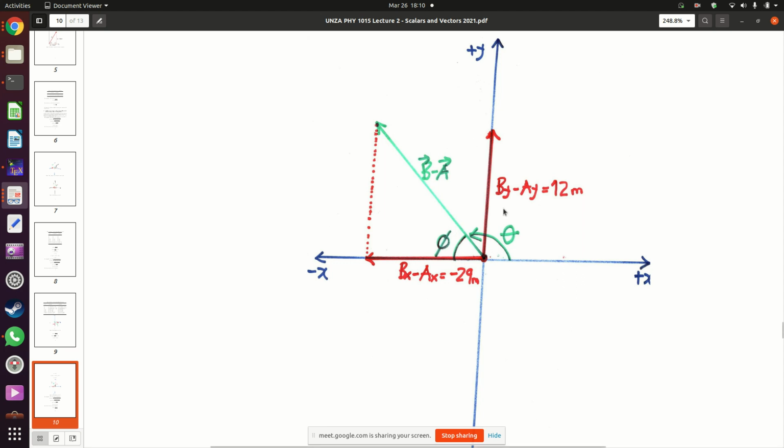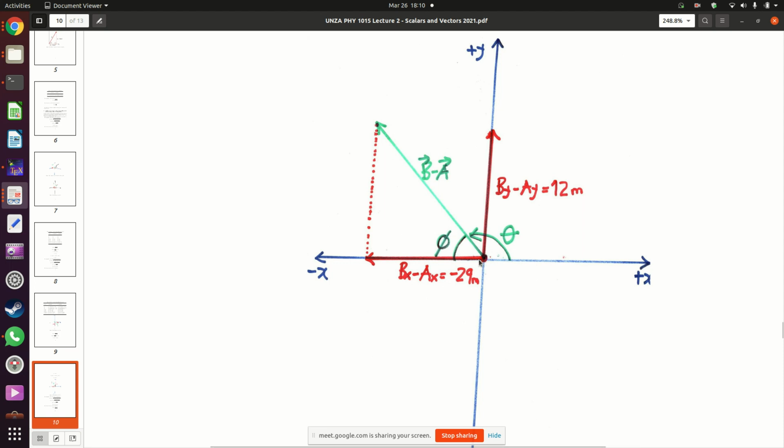The next piece of information we need for b minus a, since we know its size, is the angle b minus a makes with the positive x-axis. That angle is this angle theta. So we measure theta from the positive x-axis all the way up to where b minus a is. That is theta. However, the problem with theta is we cannot get theta directly from by minus ay and bx minus ax. We need another angle which is inside this triangle.